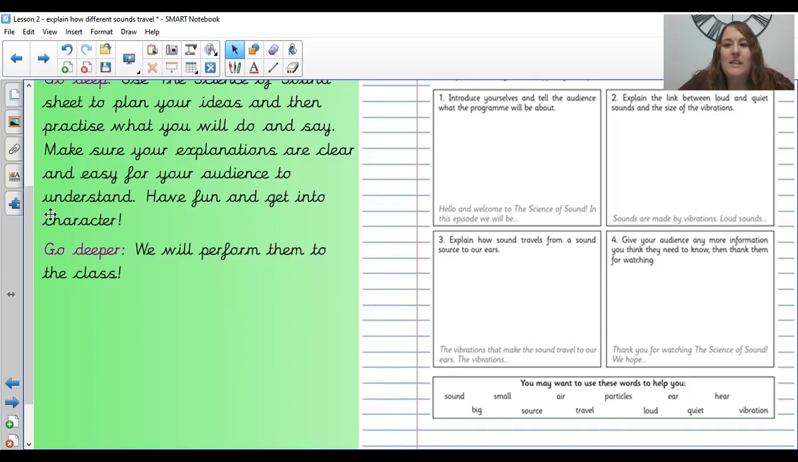Then the next one, it says to explain the link between the loud and quiet sounds. Number 3, explain how sound travels. And number 4, give your audience any other information that you think they might need. This is really hard for me to model at home with you. So the only thing I thought about is showing you a very quick clip, and not the whole thing, from some of my year 4s last year. I hope you enjoy this and you'll probably recognize some of them.